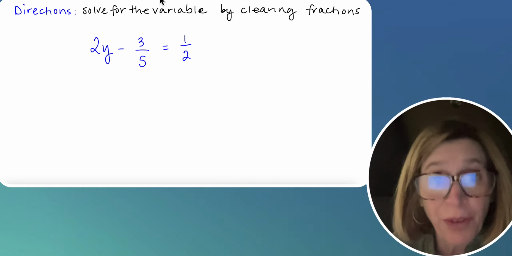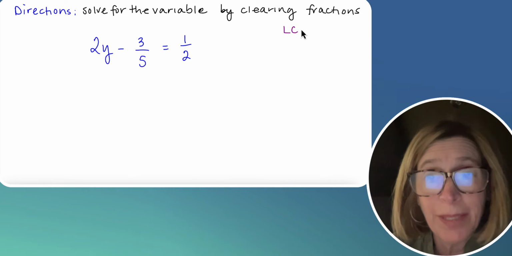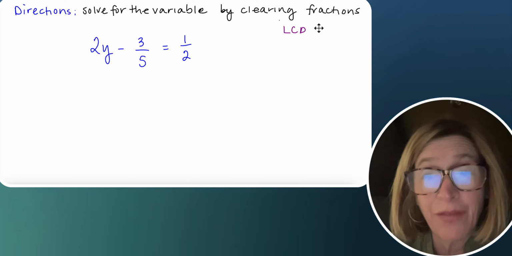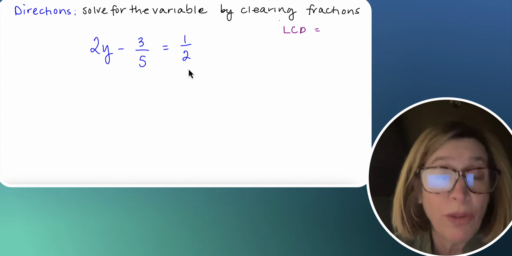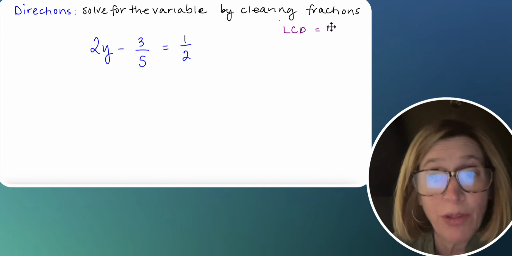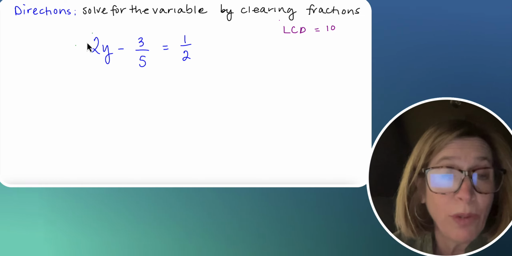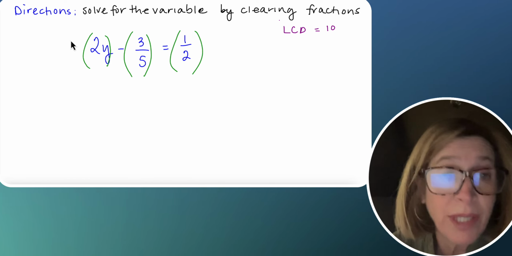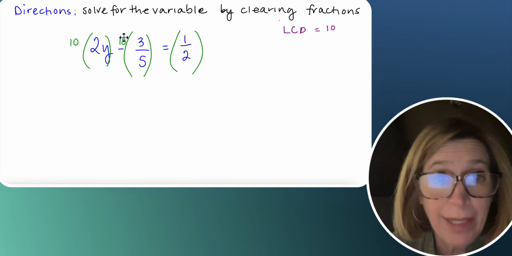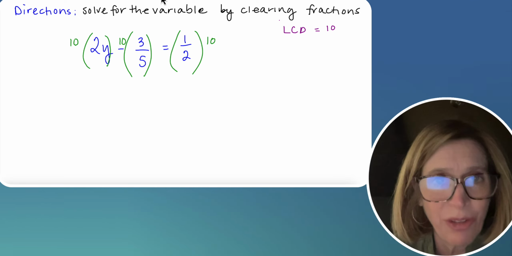All right, so to clear fractions, the first thing we have to do is find the lowest common denominator. I'm going to go off to the side and find it. My denominators are 5 and 2. The lowest number they both go into would be 10. So that's the lowest common denominator. So I'm going to multiply every single term on both sides of the equation by 10, because whatever you do to one side, you have to do to the other side.